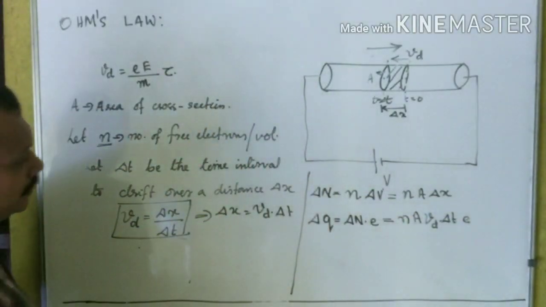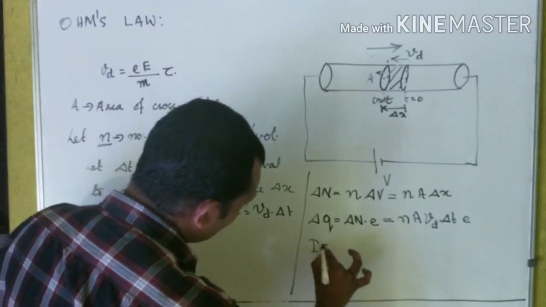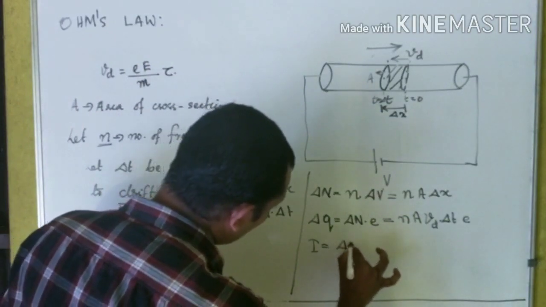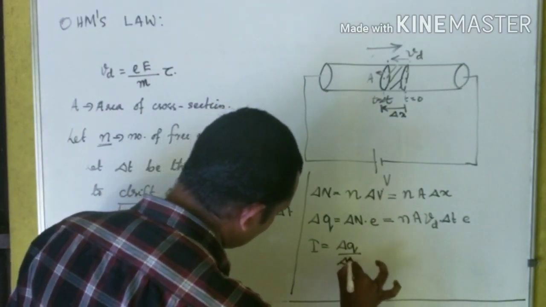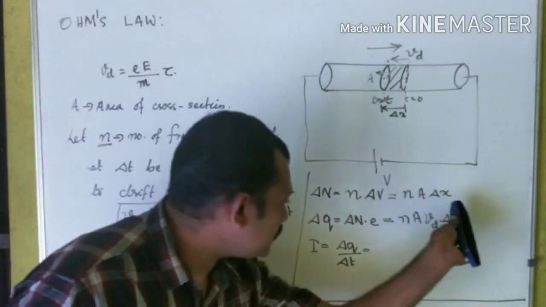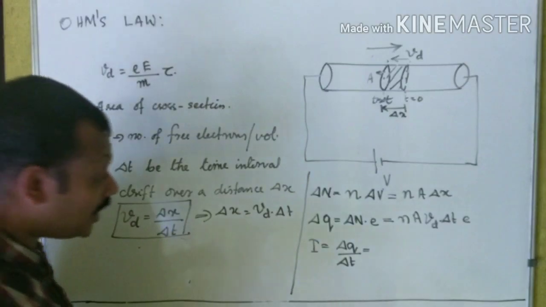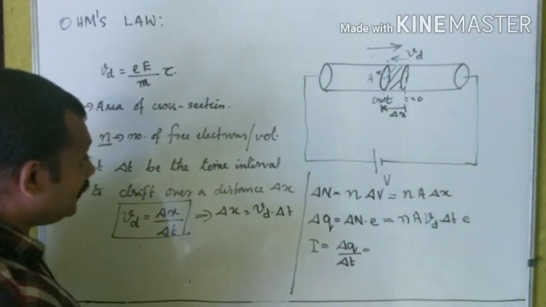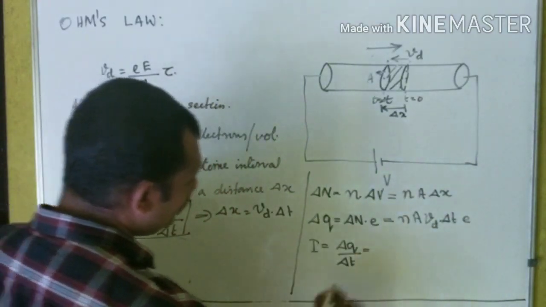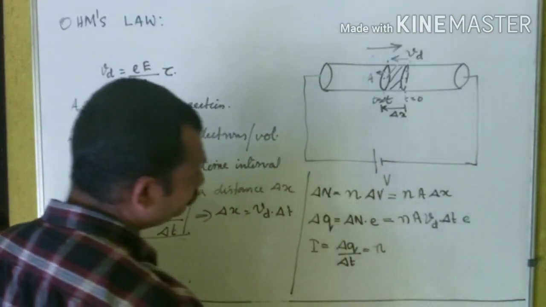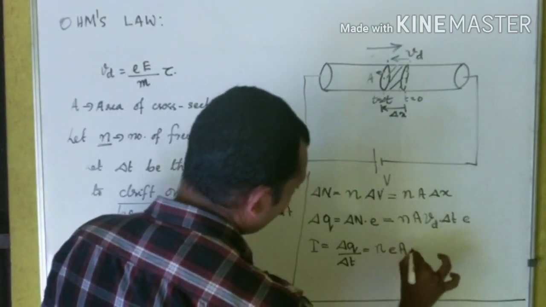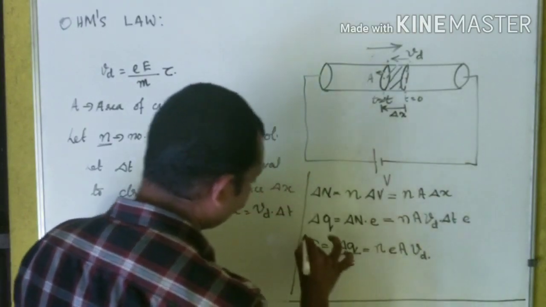Now I want to get electric current I. Electric current I is equal to delta Q divided by delta T. From this equation you can easily arrive at the answer. When I divide by delta T, n is here, e is here, A is here, Vd is here.